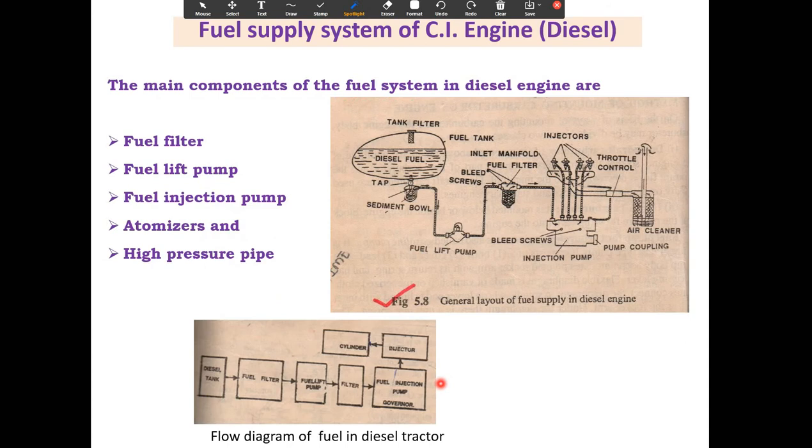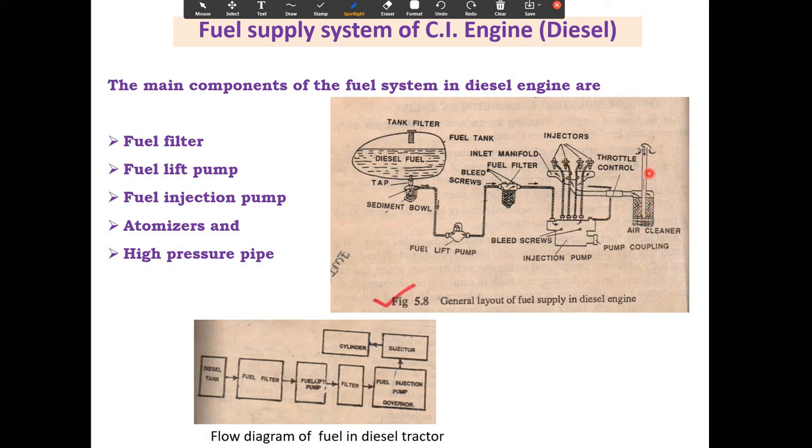So fuel supply system of the CI engines. The main components of the fuel system in a diesel engine are fuel filter, then fuel lift pump, fuel injection pump, atomizer, and high pressure pipe. So you can see a general layout of the fuel supply system of the diesel engine. This is the fuel tank, then sediment bowl is provided, then fuel lift pump is provided, then later the fuel filter is provided, then fuel injection pump. That fuel injection pump provides the fuel to the injector, which injects the fuel into the combustion chamber.